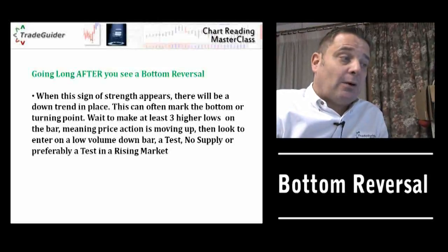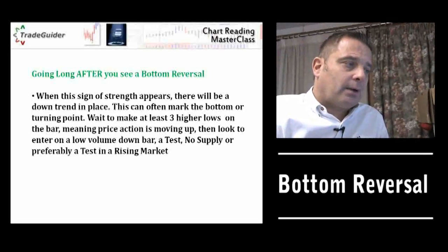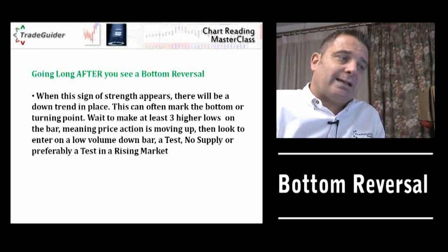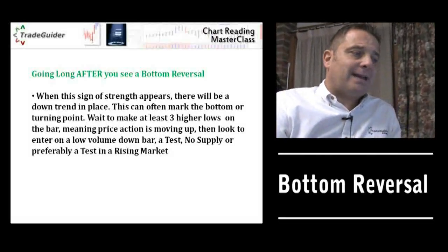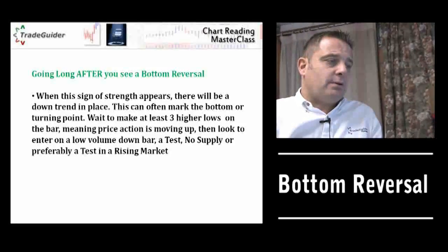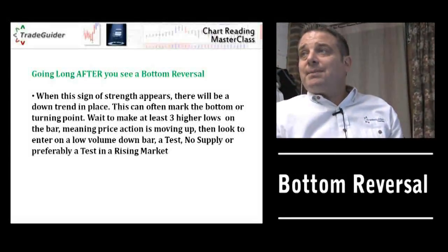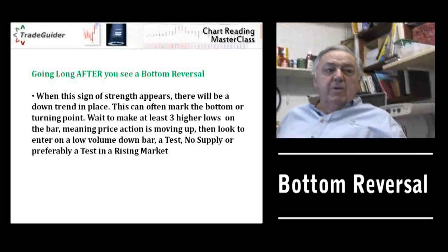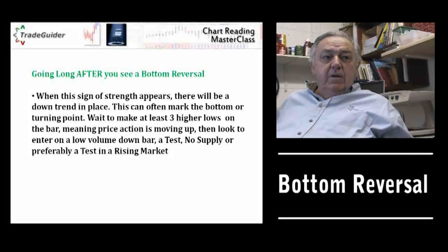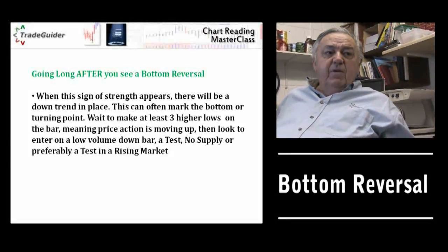Now, what have I written here? Wait to make at least 3 higher lows on the bar, and that means we're actually seeing the price moving up. Then look to enter on a low volume down bar, a test, no supply, or my favourite signal, a test in a rising market, which is the best one. Tom, would you agree with that? Well, that's the safest bet. A test in a rising market with strength in the background is your safest bet. Yeah, very, very low risk entry to the long side.